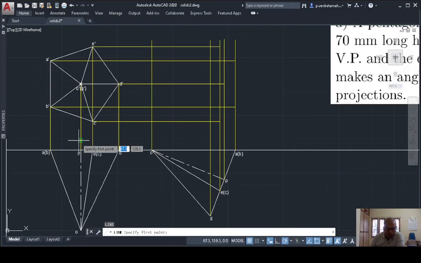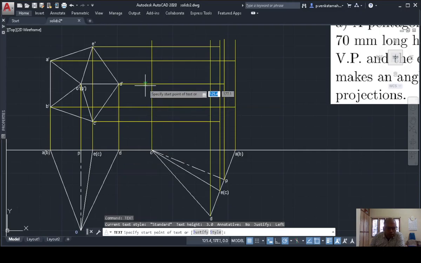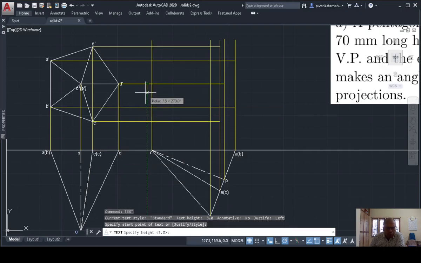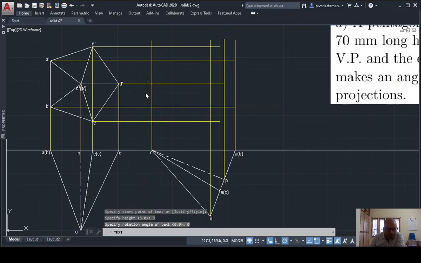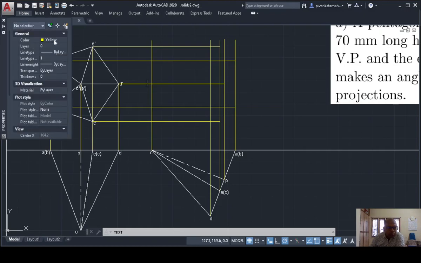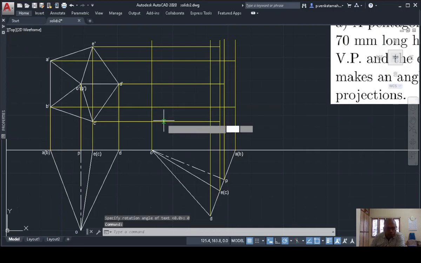Before joining, I will just give the names so that it is easy to identify what I am doing. So this is the front view of O, so it is O dash. I want to change the color. Escape from this command, then only I can change it. Okay, so for text I'm using single line text.